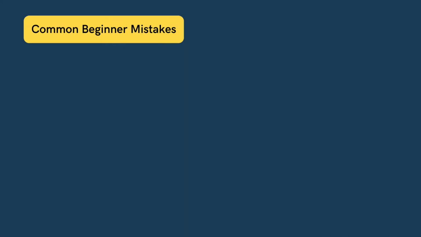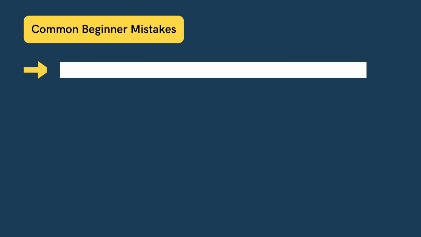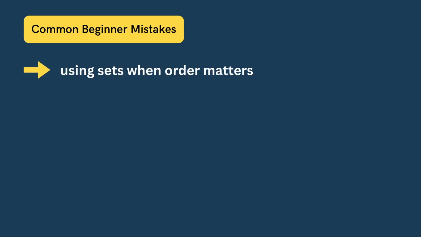Now let's look at some common beginner mistakes with Python sets. First mistake, using sets when order matters. In Python, sets are unordered. If you care about position or sequence, a set is the wrong tool. Second mistake, expecting index access. You can't do mySet[0]. Sets don't support indexing or slicing. If you need index-based access, use a list or a tuple.